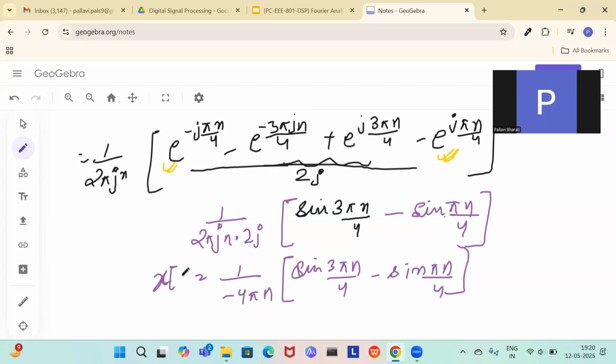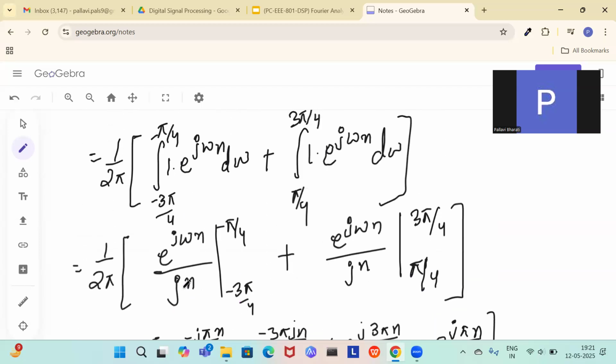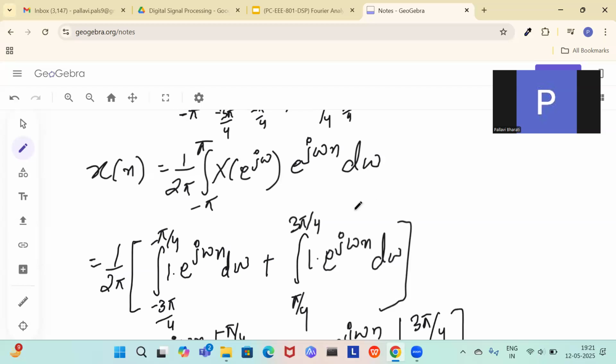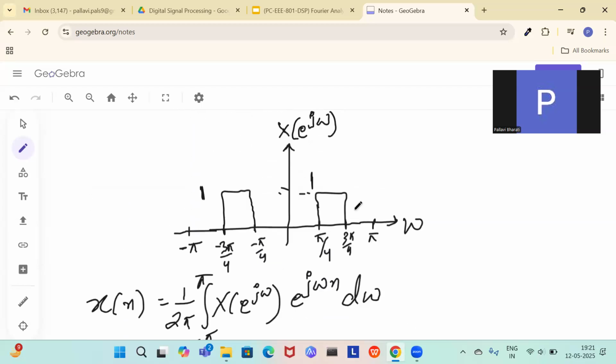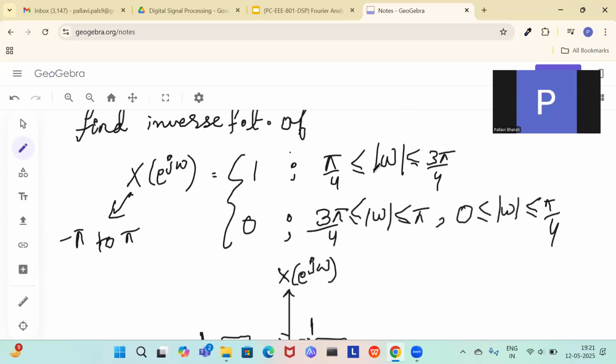So this is the method of finding xn from x of e j omega. You need to integrate with the help of this formula, that is x of e j omega e to the power of positive j omega n d omega. So this was a question on inverse DTFT. You just need to remember the formula, but yes, you need to plot the functions correctly. This mod of omega means plus omega and minus omega both. If you take the plus omega case, it is changing from pi by 4 to 3 pi by 4. If you take minus omega, then it is from minus 3 pi by 4 to minus pi by 4.